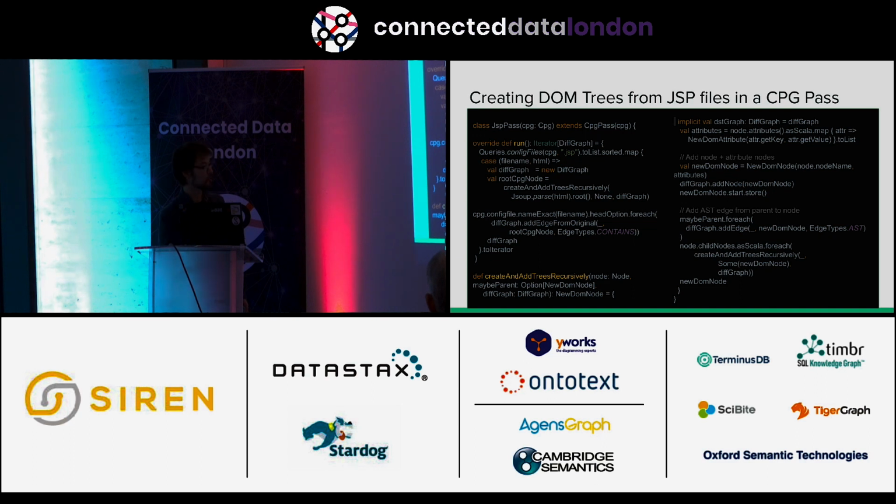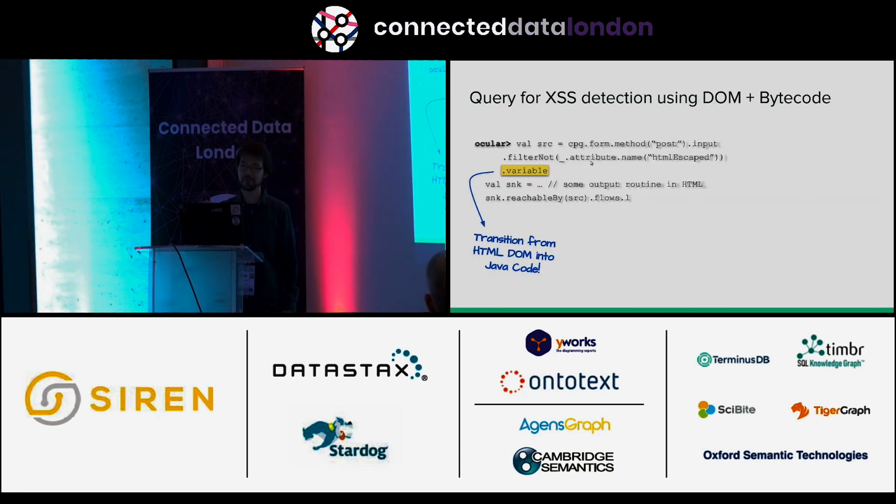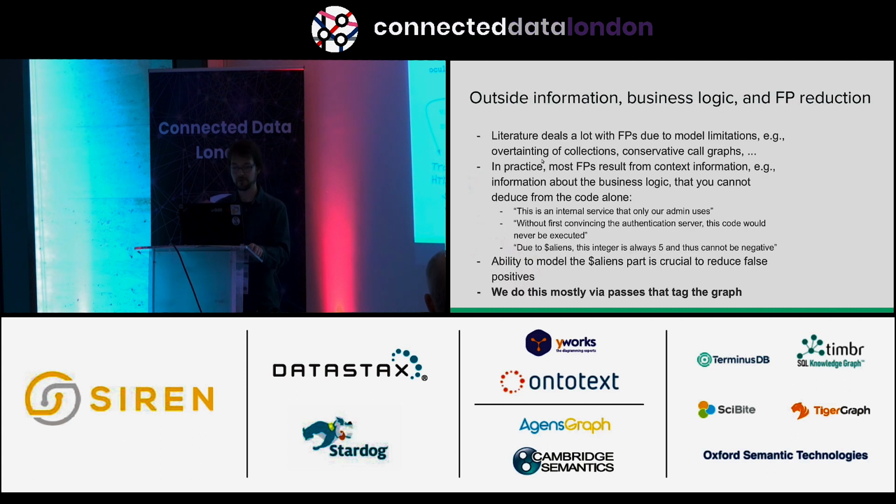This is a pass that we wrote which will essentially create a JSP DOM tree so that you can start talking about forms and input fields and these kinds of things, which are also not part of your standard compiler representation. And then we can say things like CPG form and make sure that it's a method post and go to all the input fields. And let's say we want to make sure there's no attribute called HTML escaped to filter for things that are actually not cross-site scripting vulnerabilities, another vulnerability type. And then again, we can work with this reachable by. But you see, we can transition from one abstraction to the other within the same query language.